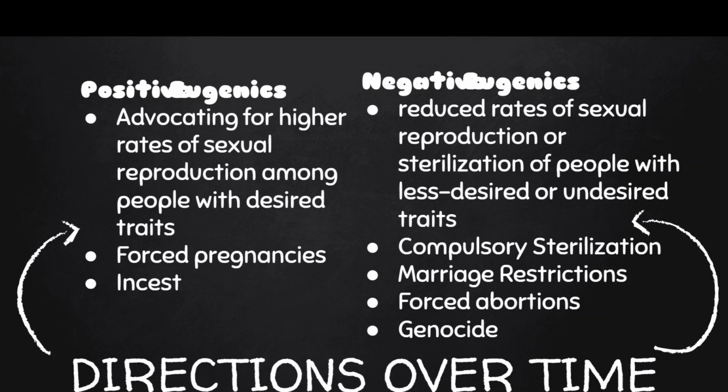Some other forms of negative eugenics are interracial marriage restrictions, forced abortions, which Margaret Sanger advocated for access for abortions for low-income women, and mass genocide.